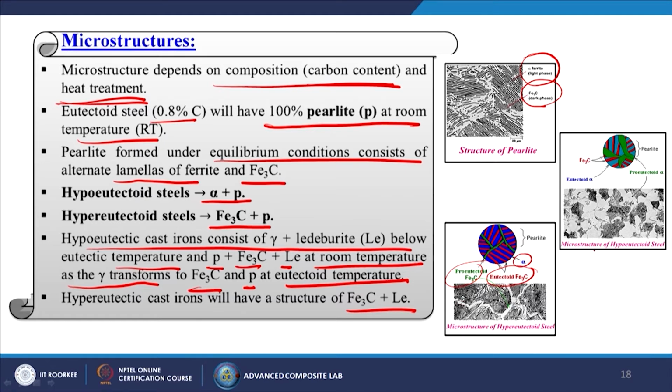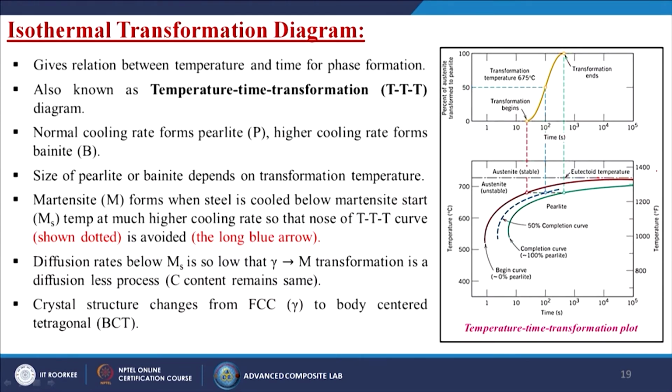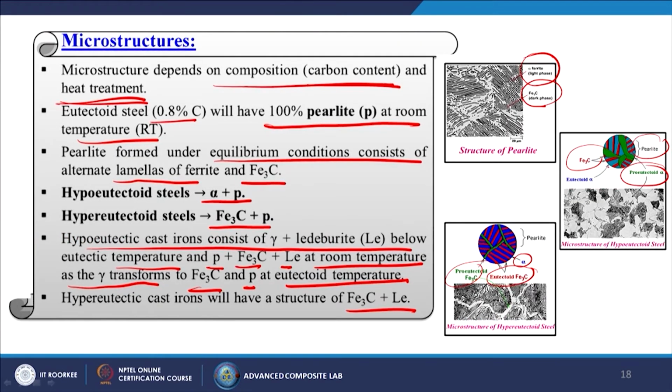Same thing for the microstructure of the hypoeutectoid steel. You can get the Fe3C, the pearlite, and the pro-eutectoid alpha, but in this particular case you can see the grain structure is totally different from this one when you are talking about the microstructure of the hypereutectoid steel. So, you are getting the pro-eutectoid Fe3C, eutectoid Fe3C, alpha and the pearlite. So, the microstructure is changing in total.